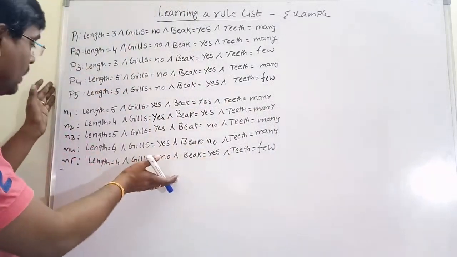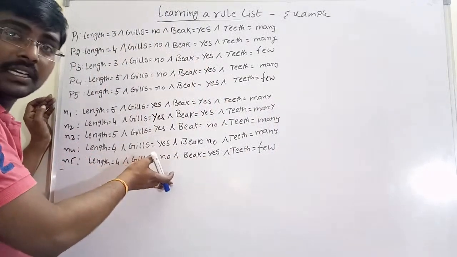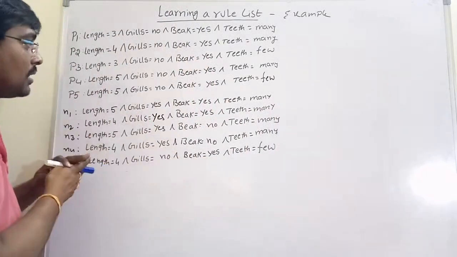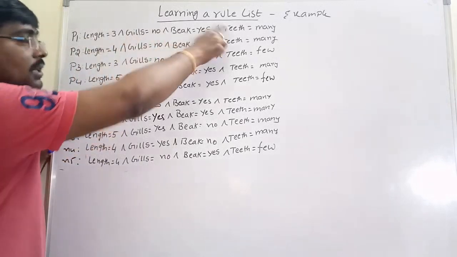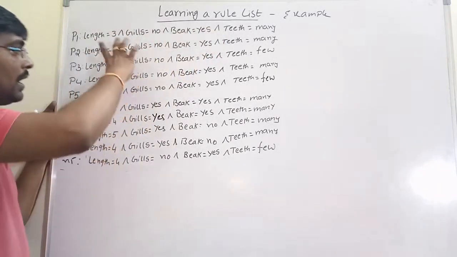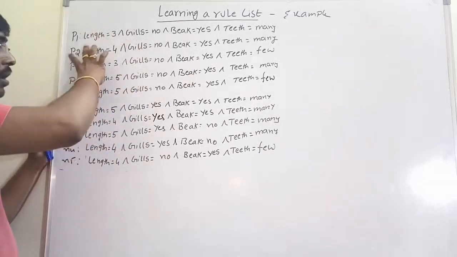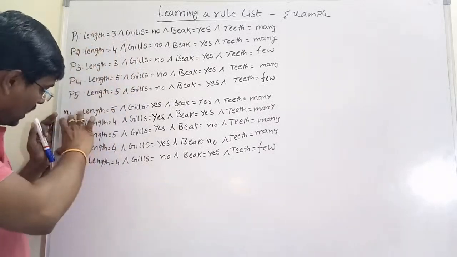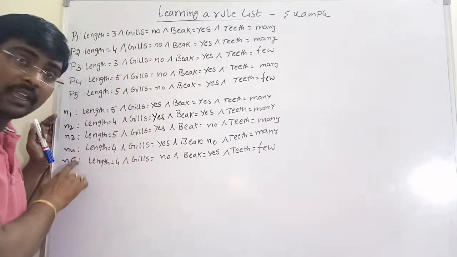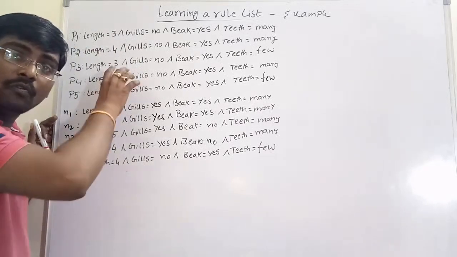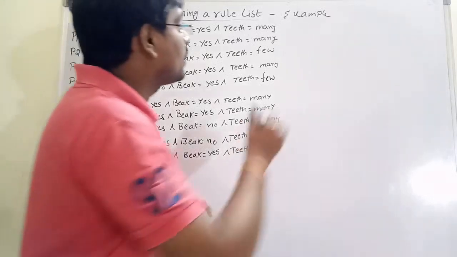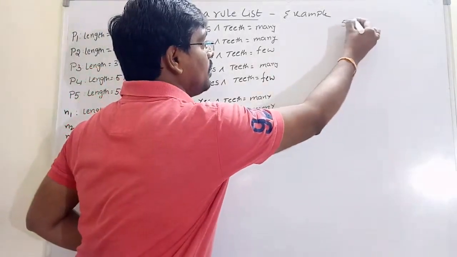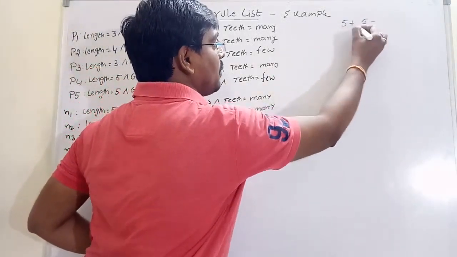This is the given data set. It contains 4 parameters: length, gills, beak, teeth. That is, the 4 features. P1 to P5 are 5 positive instances, and N1 to N5 are 5 negative instances. So initially we have 5 positive and 5 negative.